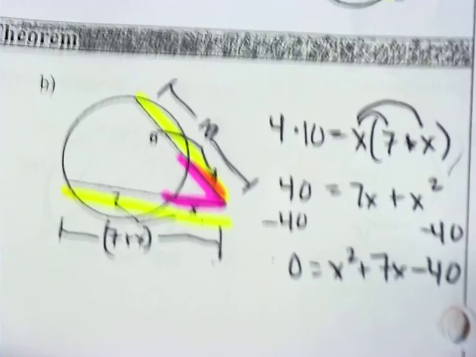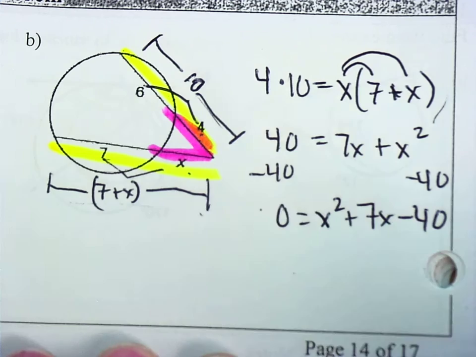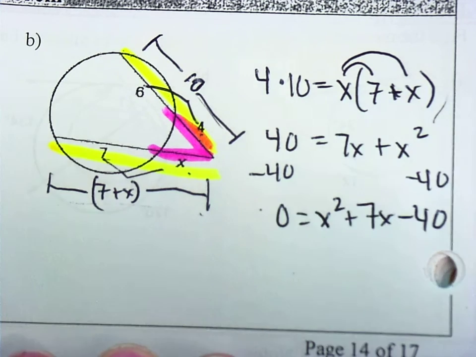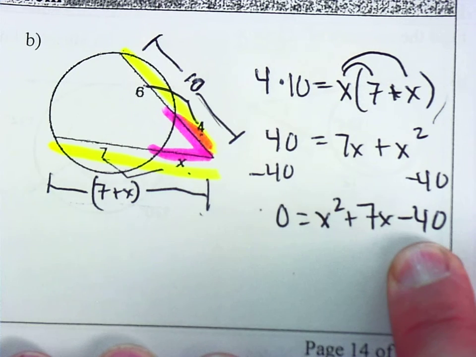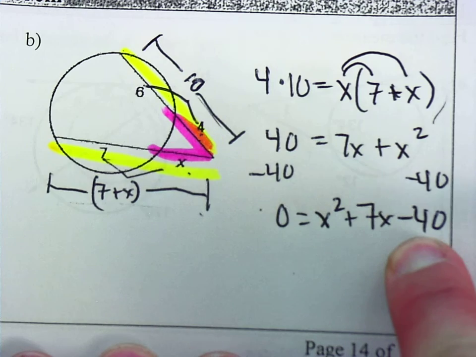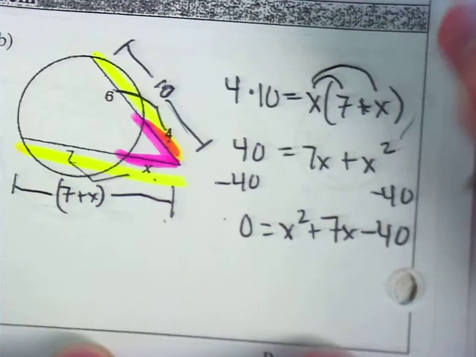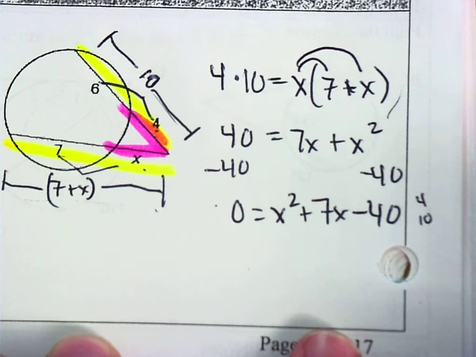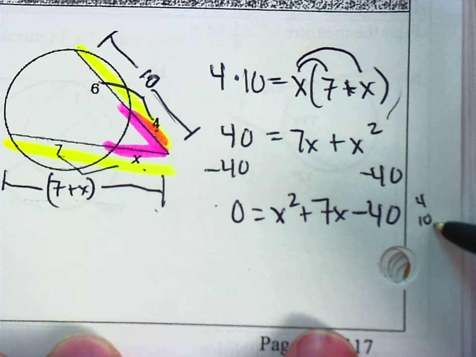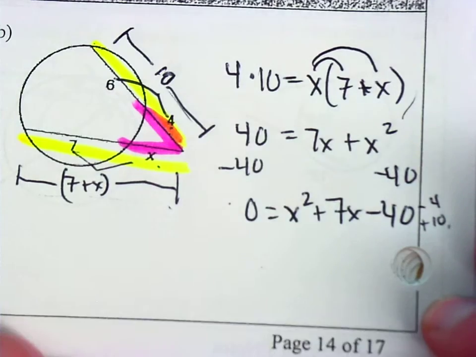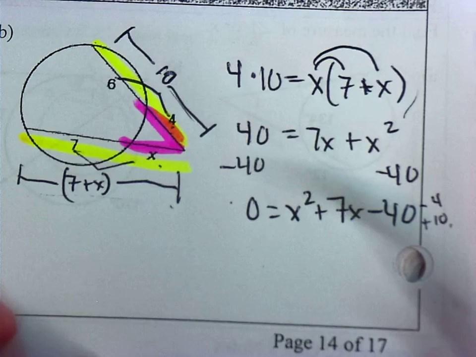Okay, and at this point, we see this polynomial. Remember from algebra, we're going to try and factor it. But if we think about it, there's nothing that we can do to get plus 7, right? Because 40 would be like 4 times 10. But even if we did a positive 10 and a negative 4, the best we could get would be plus 6. So instead, we're going to use the quadratic formula.